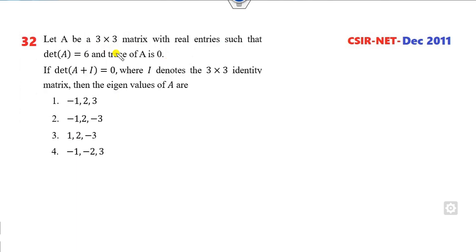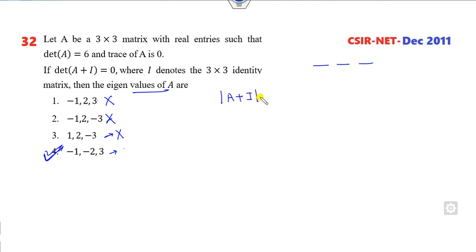Okay, A is my 3 cross 3 matrix such that determinant of A and trace is 0. That's very simple. So look at the options. Trace is my 0. Some of these are eigenvalues of A. Trace is not 0. Trace is a 0. Trace is not a 0. Trace is a 0. Look at the determinant. Determinant is not a 6. Determinant is a 6, that is the right answer. That's over.